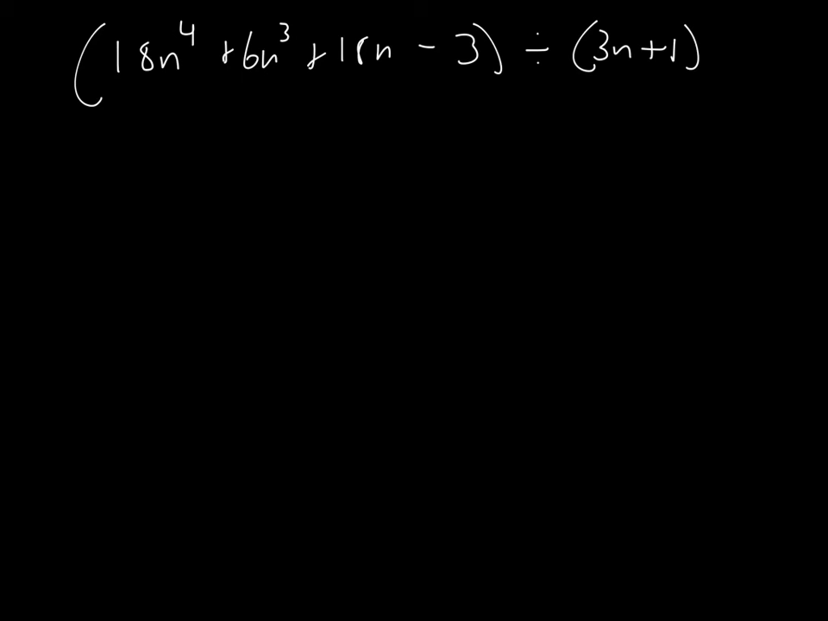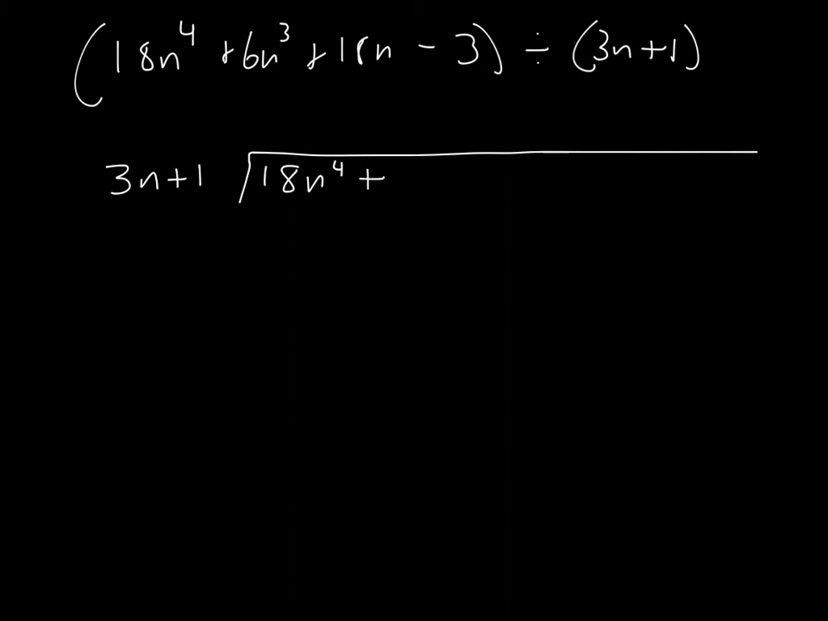Now, instead of just saying all that, let me just show you what I mean here. We're going to write this 3n plus 1. Here comes the long division sign. And then here we go. 18n to the 4th plus 6n to the 3rd plus 0n squared plus 18n minus 3.